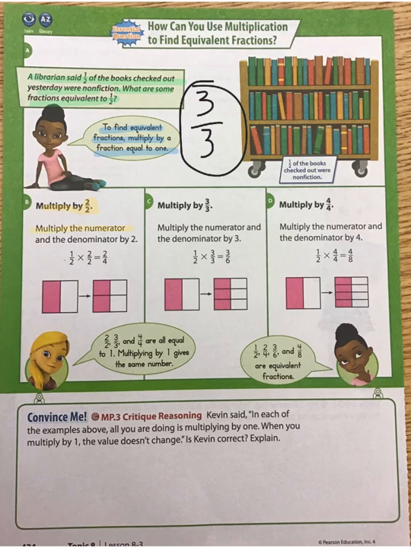So you're going to multiply the numerator and the denominator by 2. So 1/2 times 2 over 2 equals 2/4. 1/2 would be equivalent to 2/4, or the same. If we use the same whole and we divide the box into 2 sections or 4 sections, whether we shade 1 out of 2 or 2 out of 4, you are still shading the same amount.